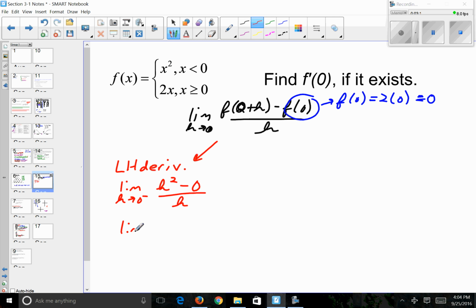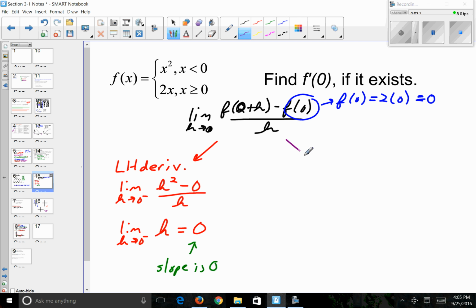Well, this would then, when I simplify, give me the limit as h approaches 0 from the left of h, which is 0. So to the left of x equals 0, the slope is 0.